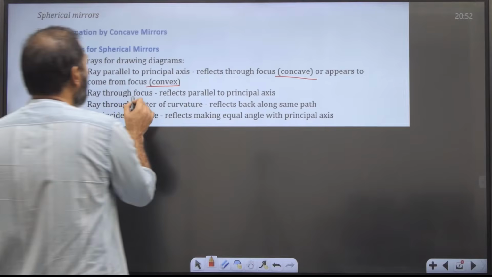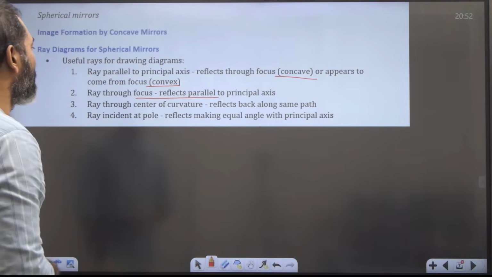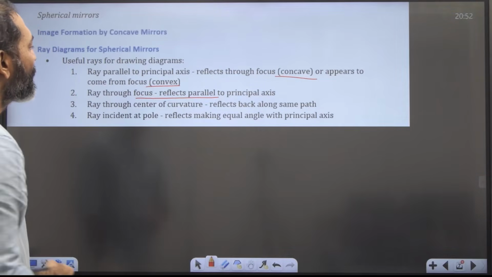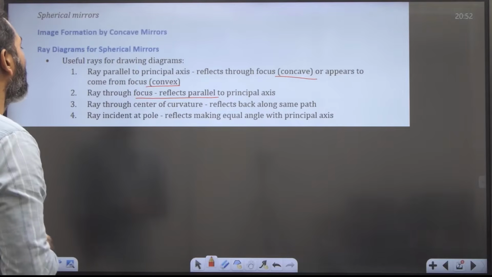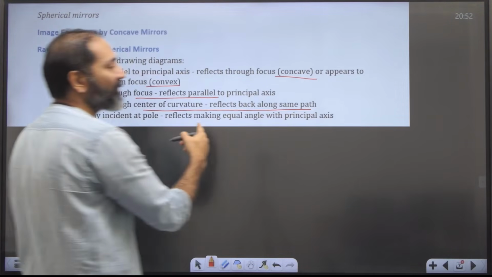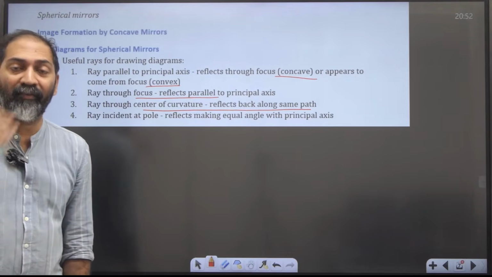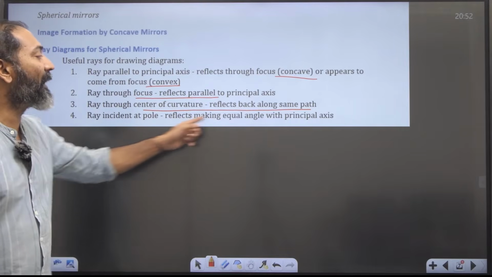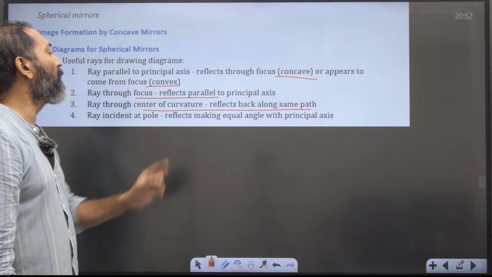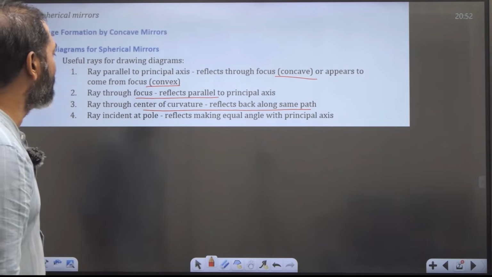Ray through the focus, then what? It reflects parallel to the principal axis. Ray through the center of curvature reflects back along the same path, which is very important. If the incident ray is through the center of curvature, it reflects back along the same path. A ray incident at the pole reflects making an equal angle with the principal axis.